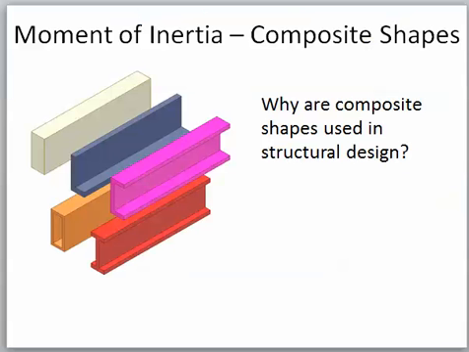Well, moment of inertia, composite shapes. Why are composite shapes used in structural design? Why don't they just use a big block of cement or a big block of metal? Why do they cut it into an L or a C or an I or hollow out the middle? Why don't they just use a big block of iron like that? Because it's not only the height, they also do want the base.